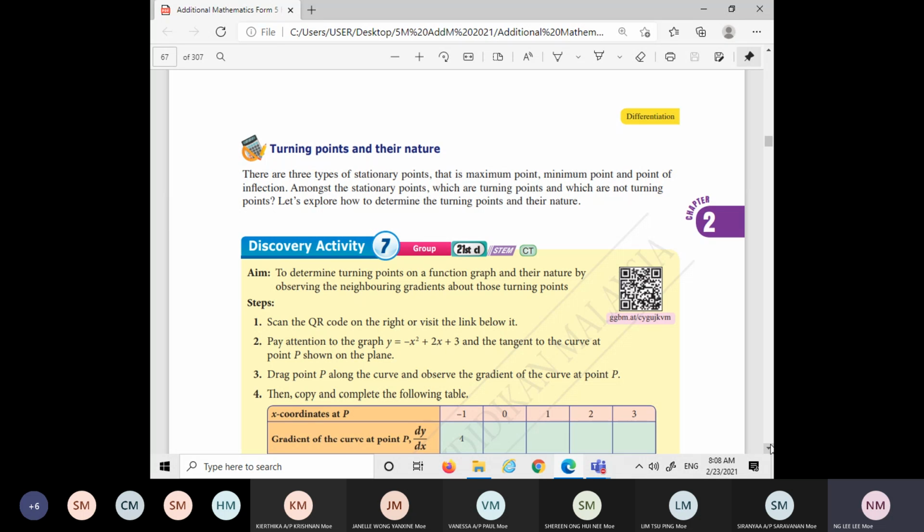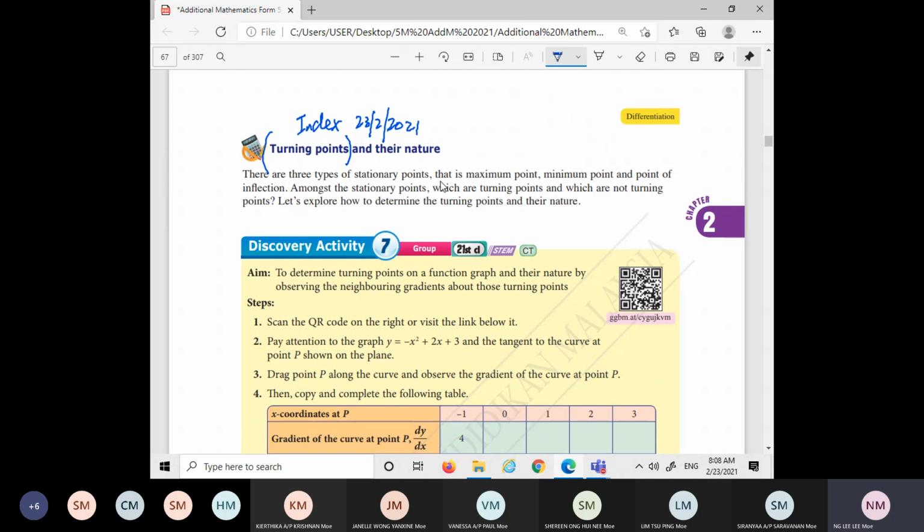Okay, so let us write today's index. Turning point. Okay, this is the index for today, 23rd. Okay, we start with this.